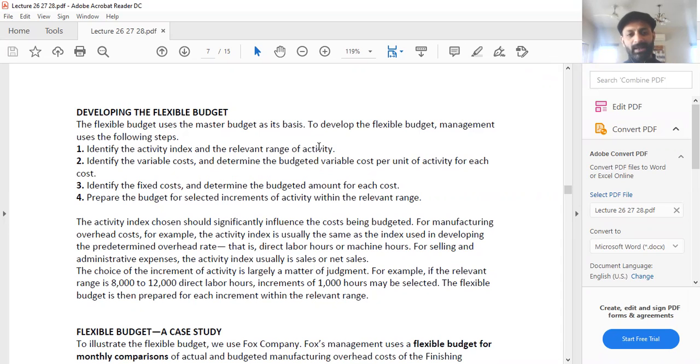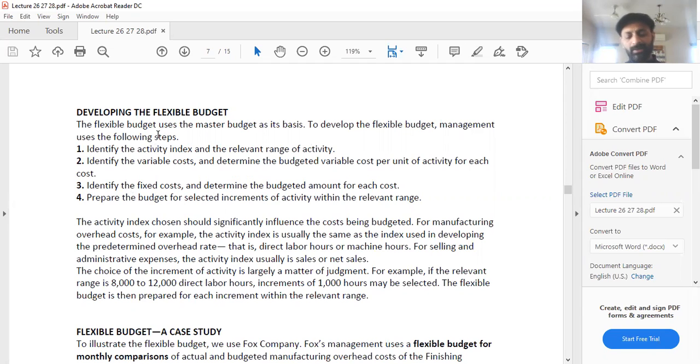Static budget में हमने देखा था कि one big shortcoming of static budget is that it only takes one level of activity. So when you make a budget at a specified level of activity, और जो आपकी actual level of activity है, it is different from what you had budgeted, so then it becomes impossible to compare. So in order to overcome this drawback, what companies do is they make flexible budget.